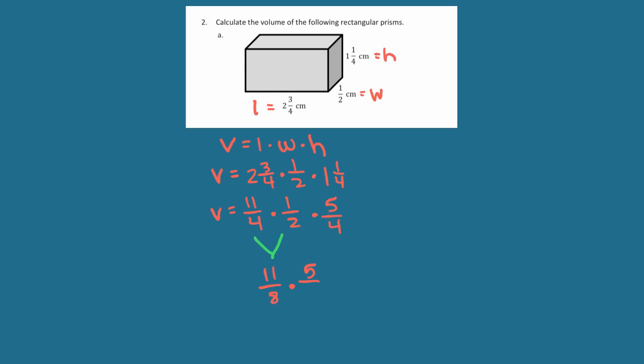5/4, which then equals 55/32 centimeters cubed. Make sure you guys always do your units, and when you find the volume, it's always your unit cubed. And you can either leave it as an improper fraction or a mixed number. I'm just going to leave it as an improper fraction.